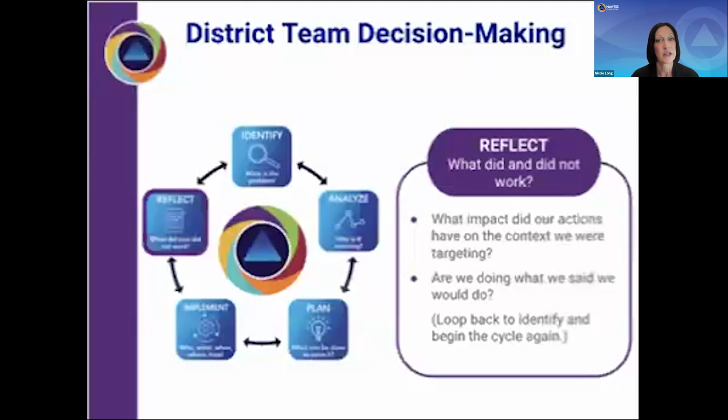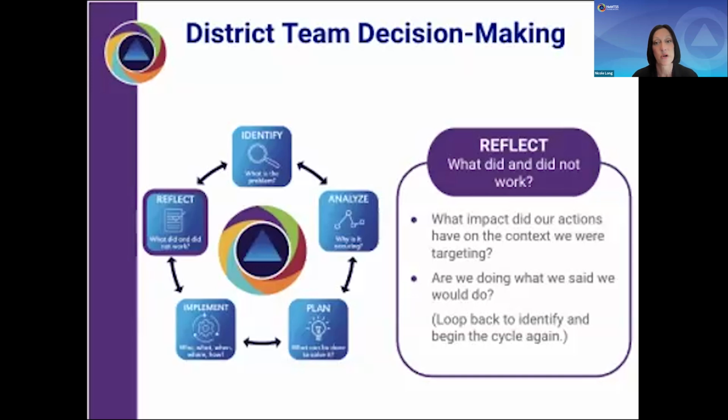Lastly, teams reflect on the plan to determine the effectiveness of the action plan and adjust as needed. Some questions that may be beneficial for this step include: what impact did the action we took have on the context of what we were targeting? How do we know and how do we share what we have learned? All of these steps in the problem-solving process are with the focus of how can we improve the system to support better outcomes for all students.